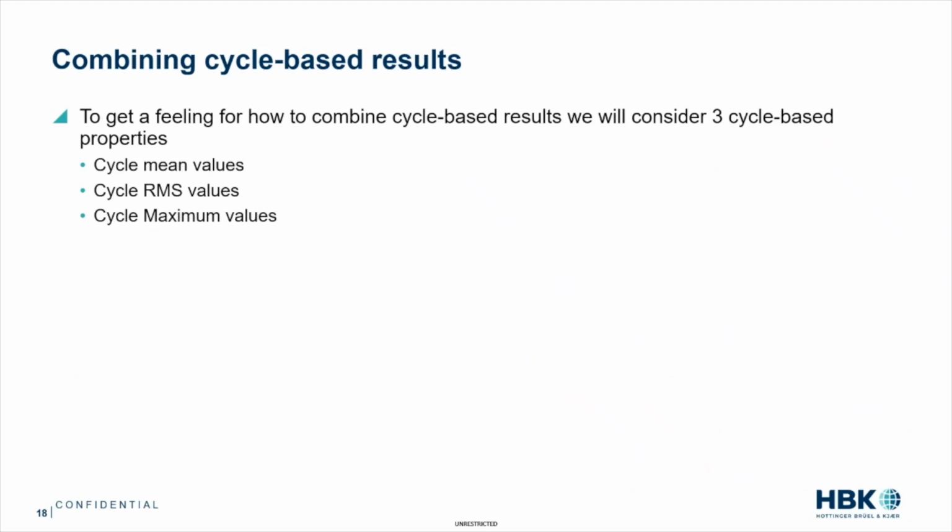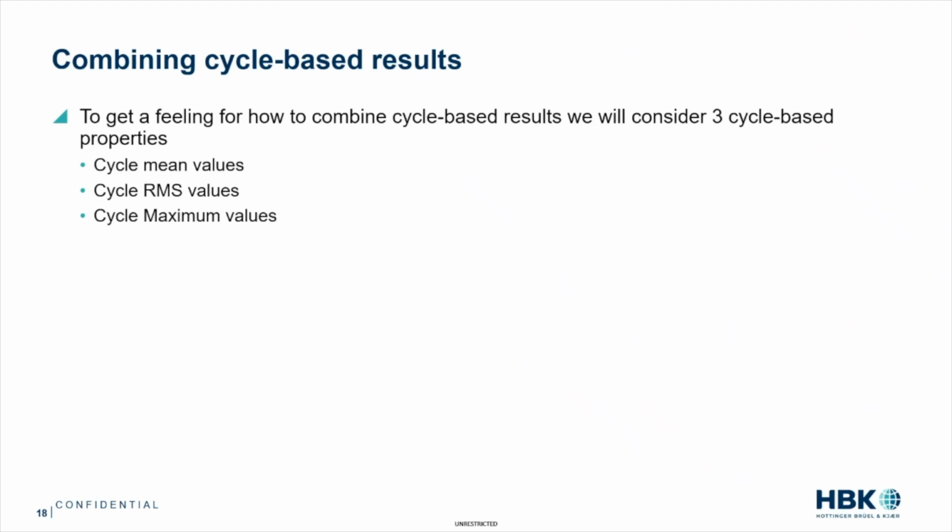To get a feeling of how to combine cycle-based results, we will consider 3 different cycle-based properties. First, we will talk about the processing that is done to get the cycle mean of the signal. Then we will talk about the cycle RMS of a signal. And then we will talk about the cycle maximum.